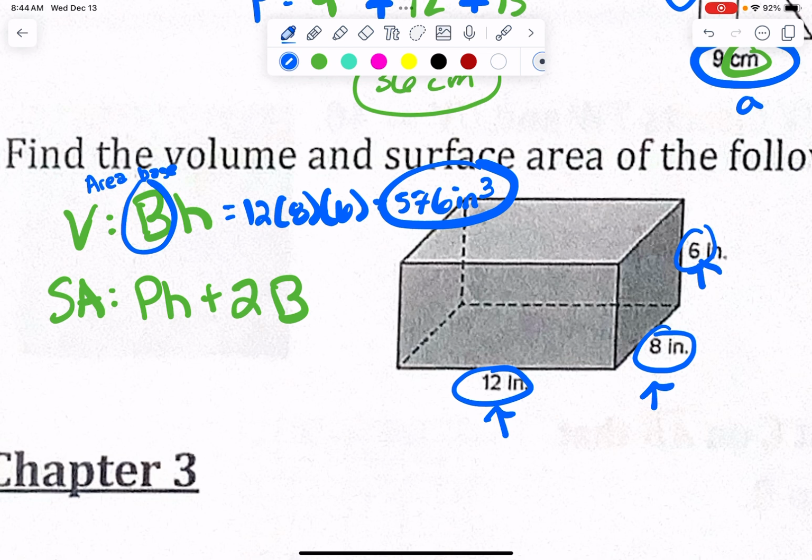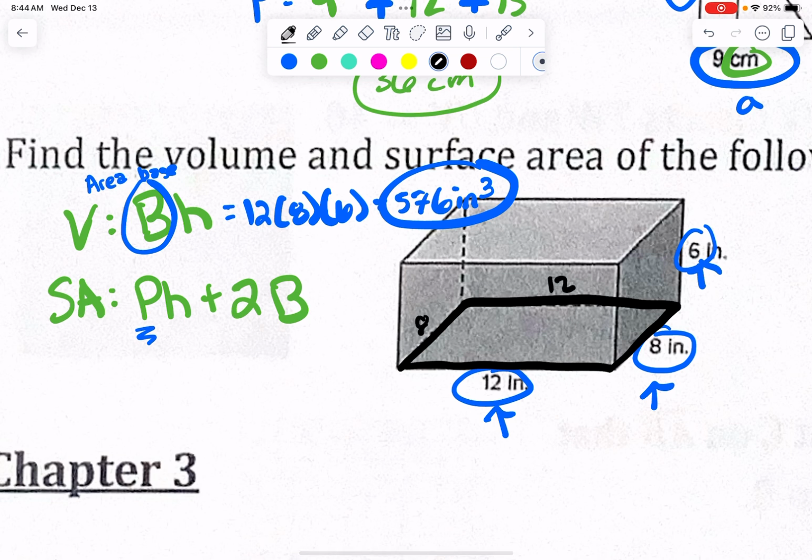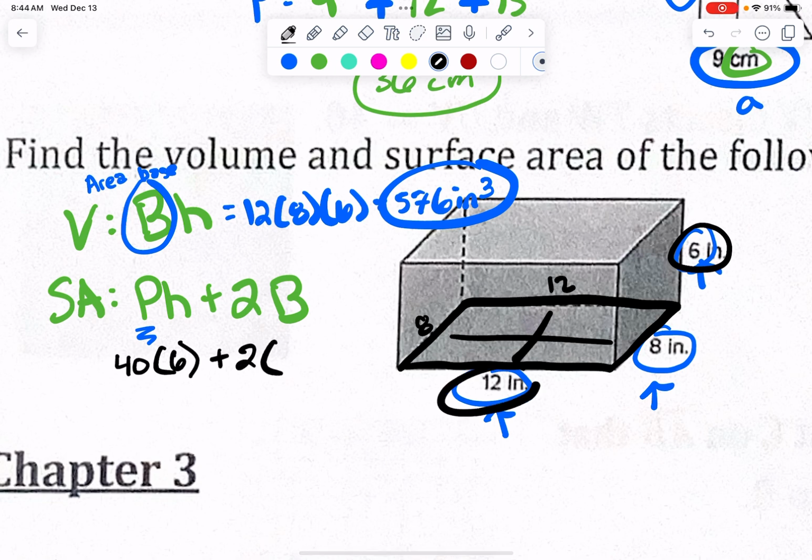All right, capital P is the perimeter of the base. So it's like this length plus this length plus this length plus this length. And these are 12 and this is 8 because they're like the opposites. Okay, so 12 plus 8 plus 12 plus 8 is 40. That's my capital P. The height is 6 plus 2 capital B is the area of the base, which is 12 times 8, which is 96. And then I just solve from there.